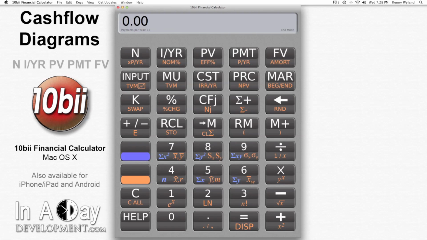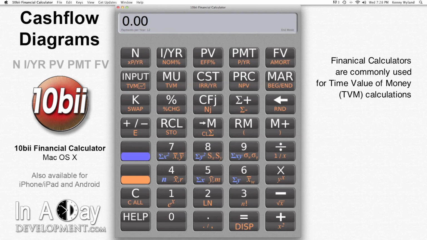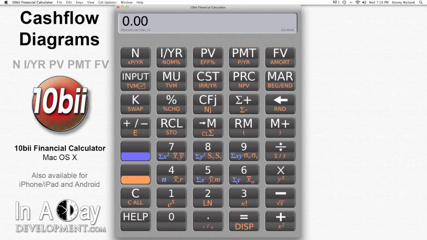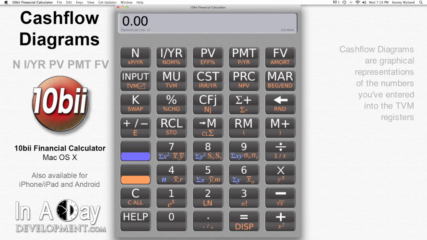Welcome to our video tutorial on cash flow diagrams. One of the most common uses of a financial calculator is to perform various time value of money or TVM calculations, determining the payment on loans, the time to repay debt, the rate of return for investments, and so on. A powerful tool for understanding these calculations is a cash flow diagram, which is a graphical representation of the numbers you're entering into the TVM registers.